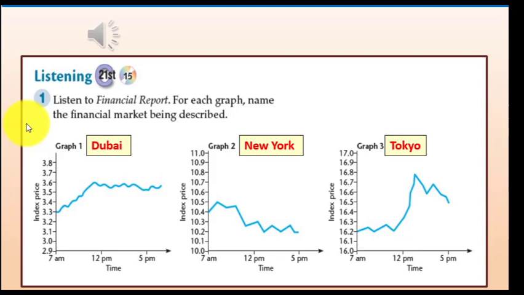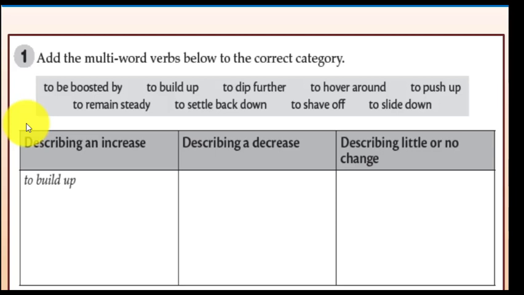So let's now go please to the next task, but it's now in the workbook page number 38, right? Now the first task, you are going to add the multi-word verbs below to the correct category. Remember those multi-word verbs, you listened to them in the listening exercise. We use those multi-word verbs to describe the financial market, whether there is a change or no change. So here you are going to classify the multi-word verbs in the correct category. I hope you make a connection between the words that we have in the categories in the table.